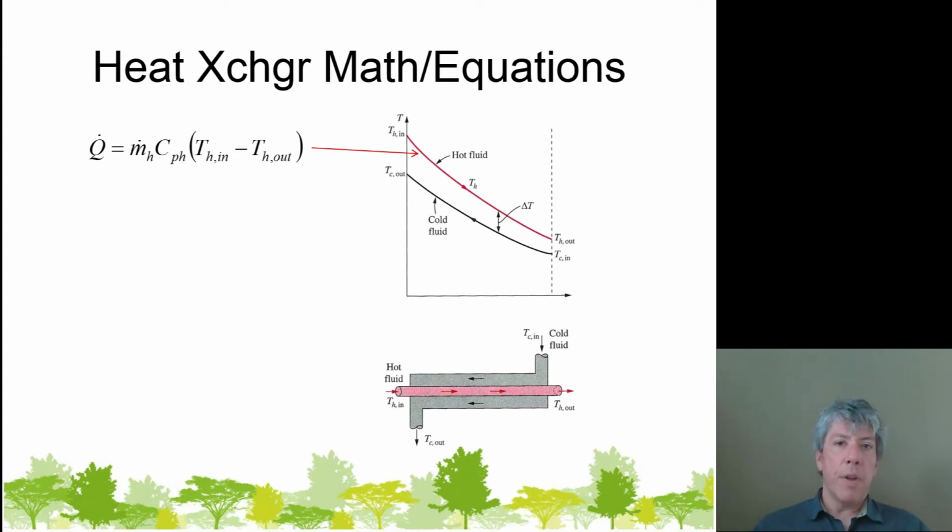Well, if we think about just one fluid and we know the entering and exiting temperature of that fluid and we know the mass flow rate of that fluid, we could calculate the rate at which the hot fluid, for example, is losing heat. That's no big deal. We just need the mass flow rate times the heat capacity of that fluid times the temperature change from inlet to exit. And we can do the same thing on the cold side, right?